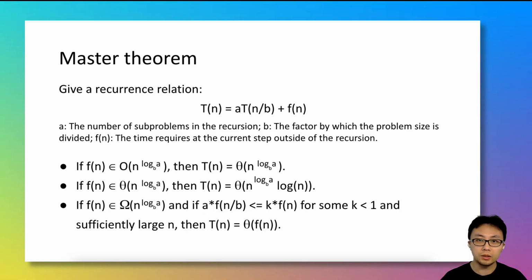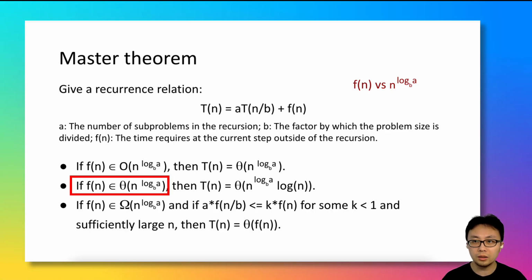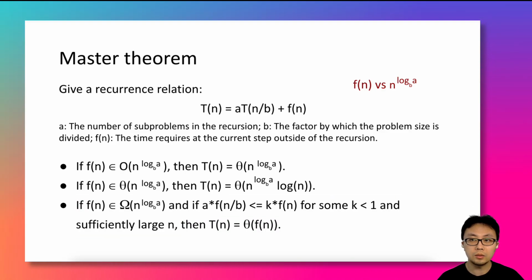There are three conditions specified in the Master Theorem based on the comparison between the growth rate of f(n) and n^(log_b a). If f(n) grows slower, then you have the first condition. If f(n) grows at the same rate as n^(log_b a), then you have the second condition. If f(n) grows faster, and f(n) is the dominant growth term in comparison to the recursive term, you have the third condition. Okay, let's dive into these different conditions.